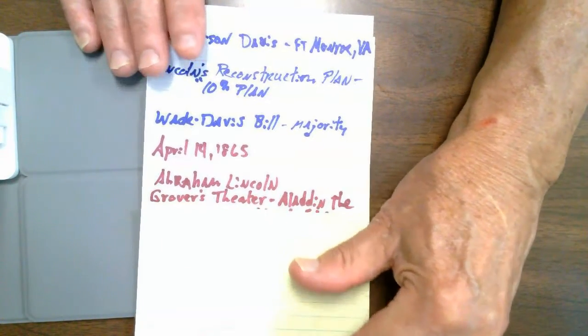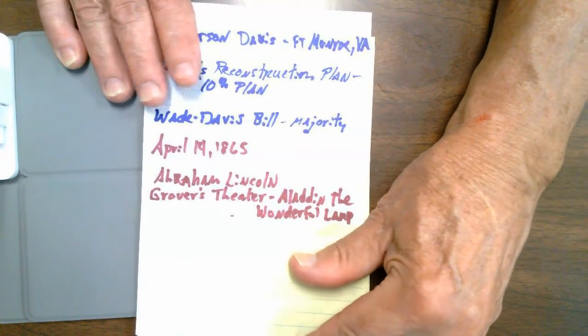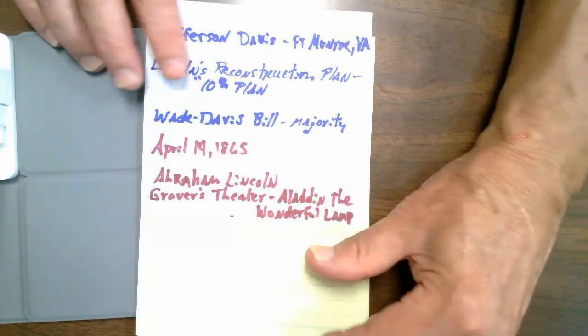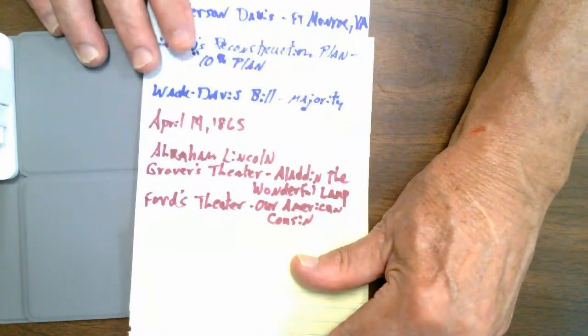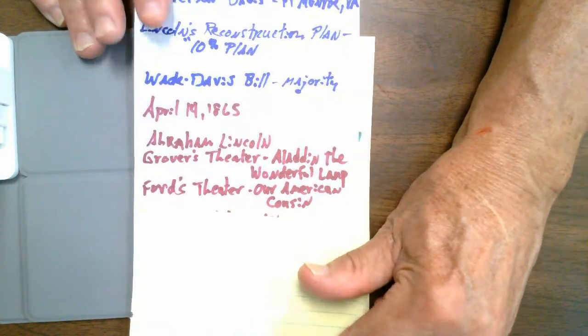This is Abraham Lincoln. And one of the plays being performed in Washington, D.C. that night, at Grover's Theater, was a play known as Aladdin the Wonderful Lamp. So a messenger was sent out and tickets were purchased for the Lincolns to go to that play. Well, it turned out that there was another play being acted that night over at Ford's Theater.